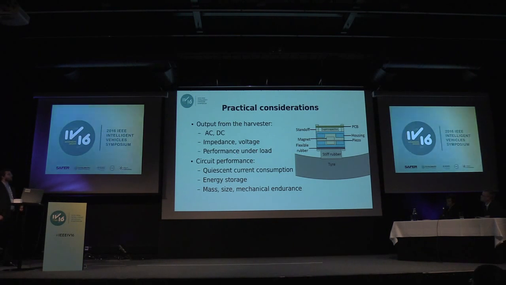And then there is the performance of the harvester under load. Some harvesters are very precise about how you gather the energy from them, so they may have very strict requirements on the relationship of current and voltage being taken from them. Then there are circuit performance concerns. How much does it use for powering the circuitry itself? How much does the harvester need for these power regulation functions?